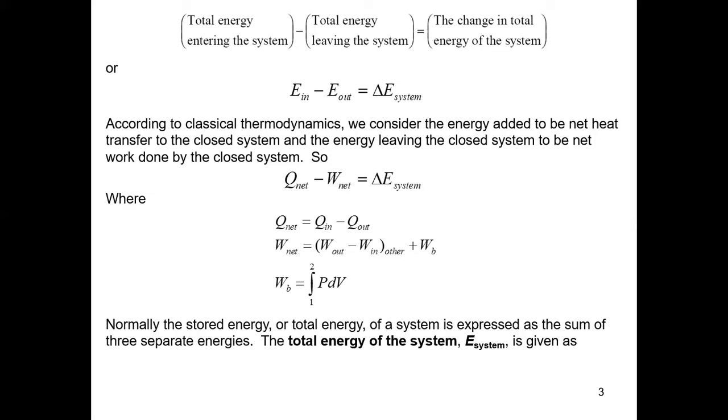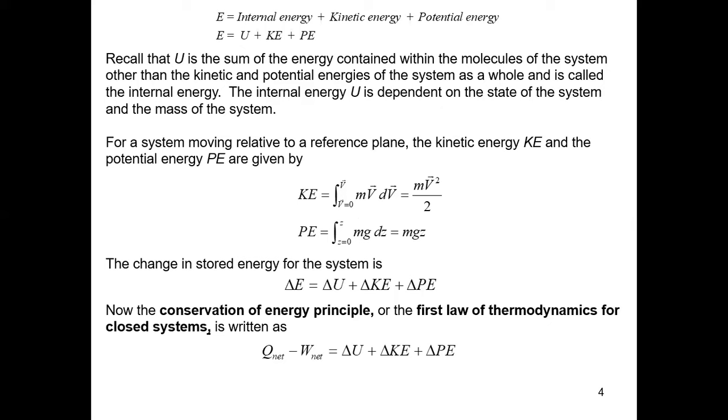And W net is W out minus W in plus W_b. What is W_b? It is the work done by the system going from state 1 to state 2, pressure multiplied by change in volume. Normally, the stored energy or total energy of a system is expressed as the sum of three separate energies. The total energy of the system, E system, is given over here.